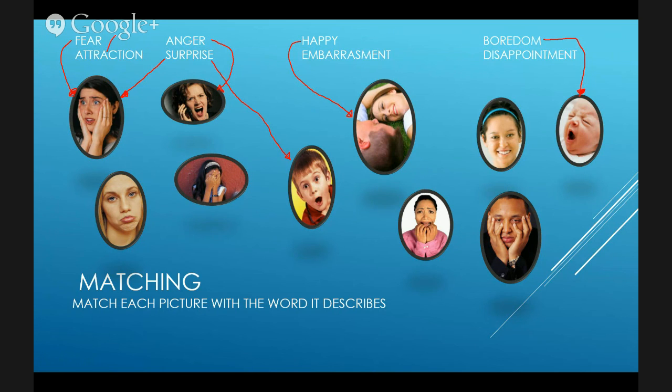Another one is attraction. So they are attracted to each other. Yes, they're feeling attraction. They're going well together.